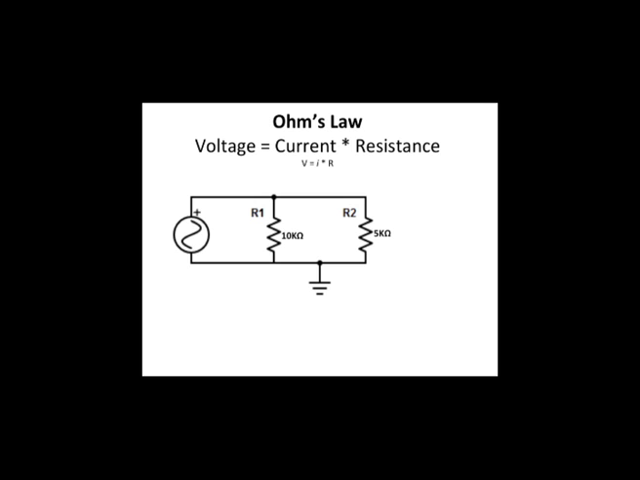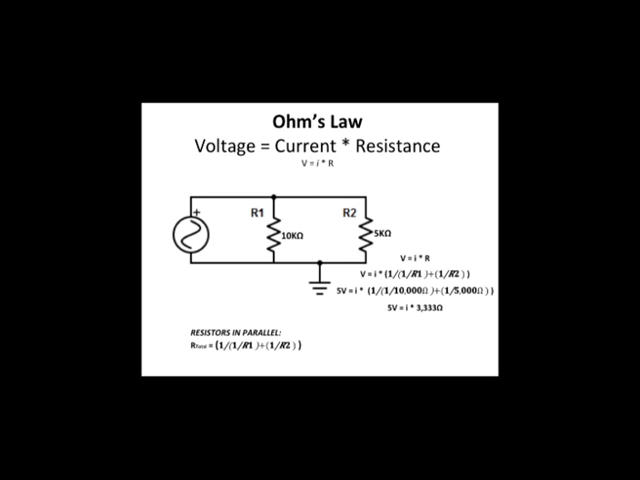In this last circuit, we have the same two resistors, but now in parallel. To find out what the total resistance will be for this circuit, we use this formula right here, which is 1 over R1 plus 1 over R2, all of that over 1. This, however, can be simplified down to R1 times R2 over R1 plus R2. When you apply this formula to the resistors, you find that the total resistance when they're in parallel is 3.3 kilo ohms, which makes the current 1.5 milliamps.